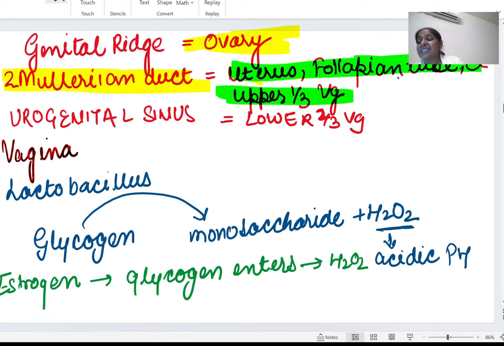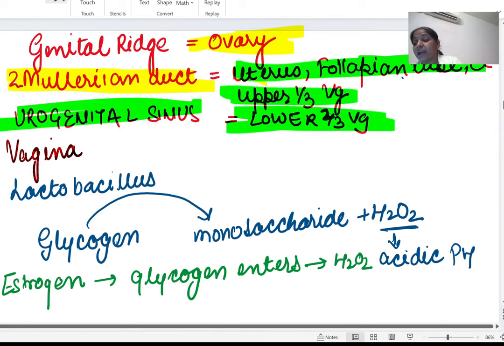And what does the urogenital sinus make? Urogenital sinus makes the lower one-third vagina. Sorry, lower two-thirds vagina. Now, what happens in the vagina? What is the most common commensal of the vagina?